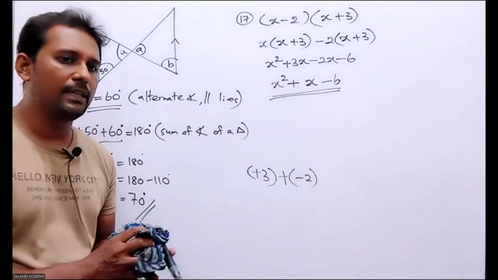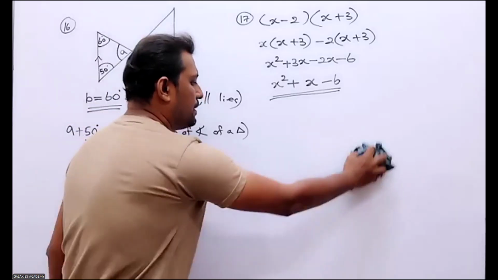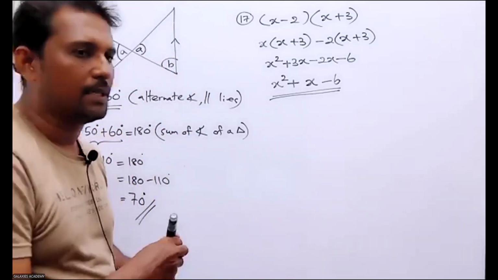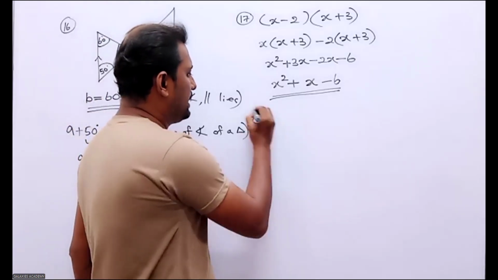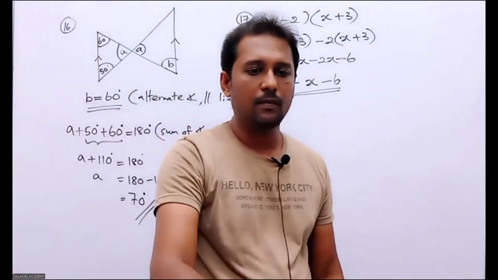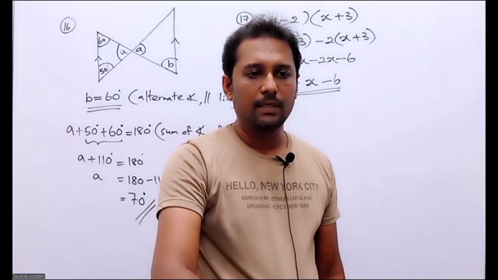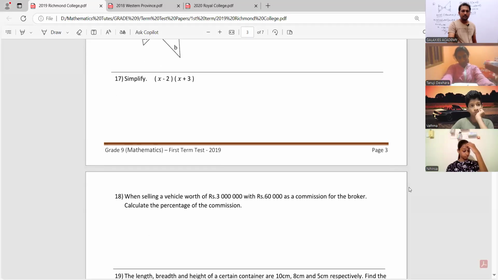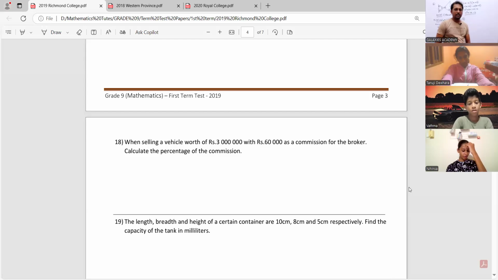Right? It is the 17th question. Another 3 questions remaining of the first part. Look at number 18. Question number 18: when selling a vehicle worth 3 million rupees with 60,000 rupees as a commission for the broker, calculate the percentage of the commission. Right?